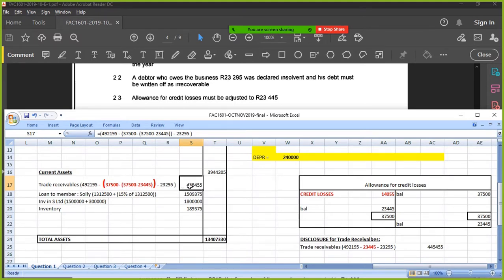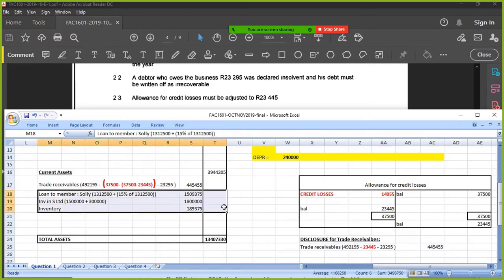But if you do add it, it still works out. I mean, there could be other ways of working it out. As long as you get the right allowance figure, it's fine. The rest was fine. This was fine. This was fine. That was fine.